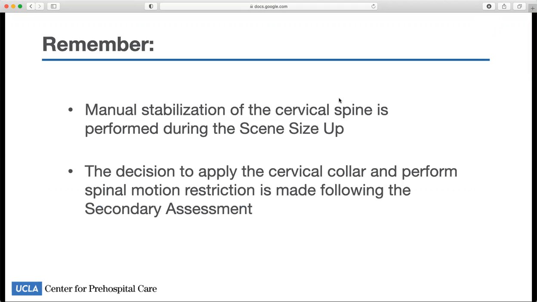There are two important concepts for spinal motion restriction. First, manual stabilization of the cervical spine. This occurs during the scene size-up portion of the patient assessment. The second is the decision to apply the cervical collar and perform spinal motion restriction, which is considered a treatment and is performed following the secondary assessment.